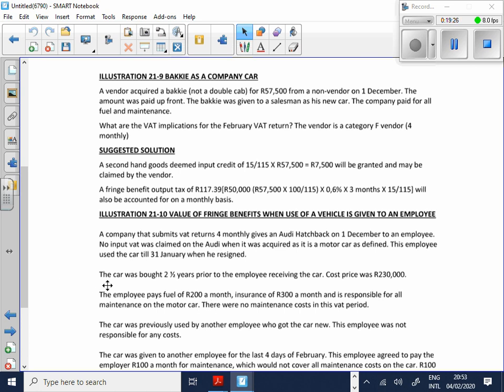So I just want you to have a look where I've got the cursor. It says the employee pays fuel of 200 a month, insurance of 300 a month, and is responsible for all maintenance on the car. So guys, fuel is zero rated, so we're not going to take it into account in our calc. How much is the insurance per month? 300, and who pays it? The employee.